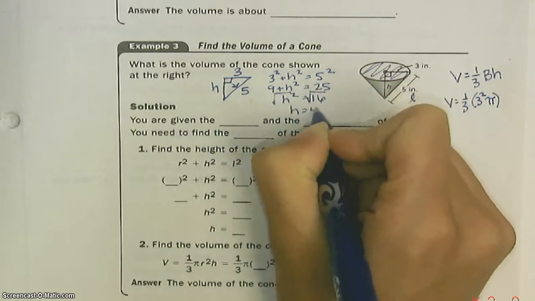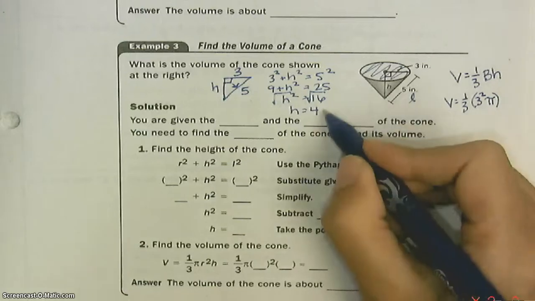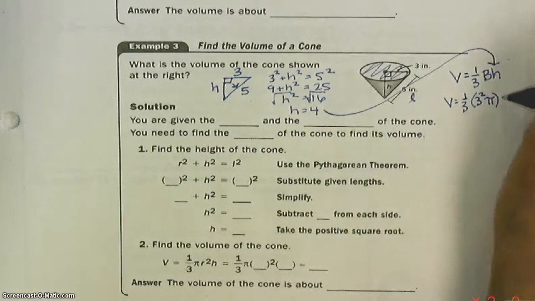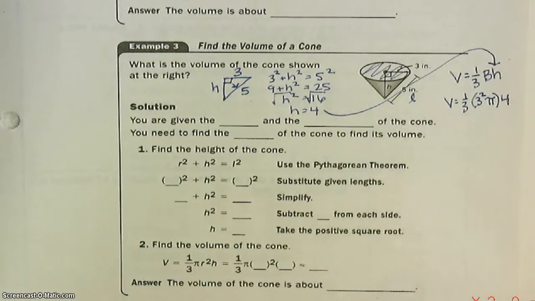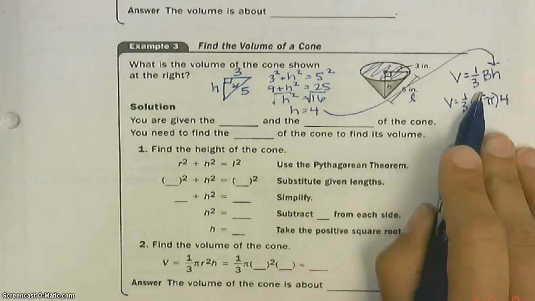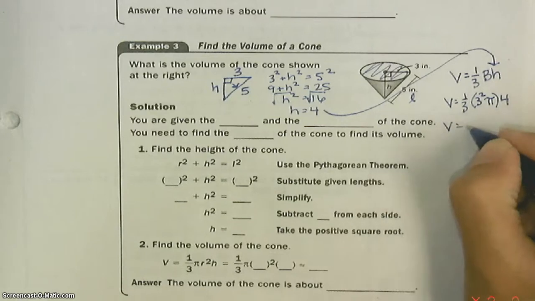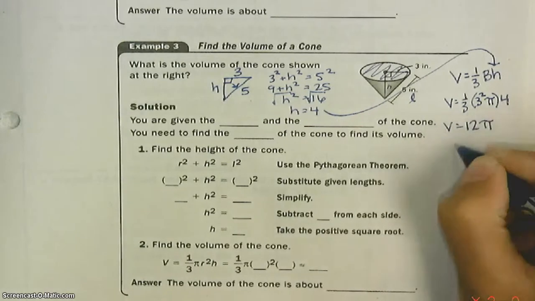H equals 4. And we did all of that so we could plug it in to our formula. So 4 goes right there. So 3 squared is 9. 9 times 4 is 36. 36 divided by 3 is 12. So this is 12 pi.